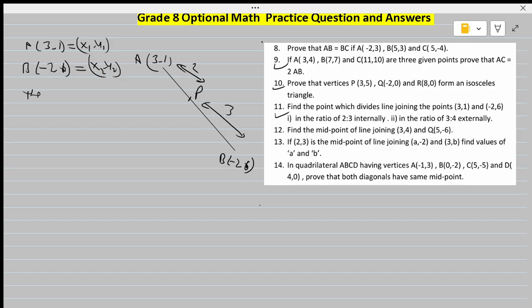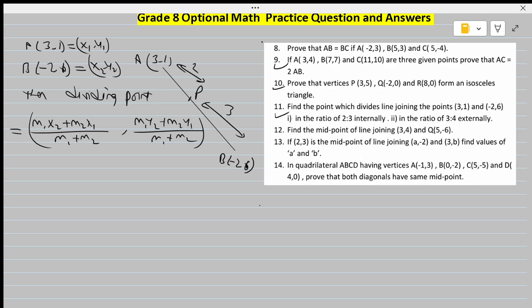Then dividing point, so if nothing is said, it's internal division, or the internally dividing point. I say dividing point, so I'm not saying internally or externally; if nothing is said, it's the internally dividing point, right? So the dividing point is equal to (m1 into x2 plus m2 into x1) by (m1 plus m2) for x, and then (m1 into y2 plus m2 into y1) by (m1 plus m2) for y.